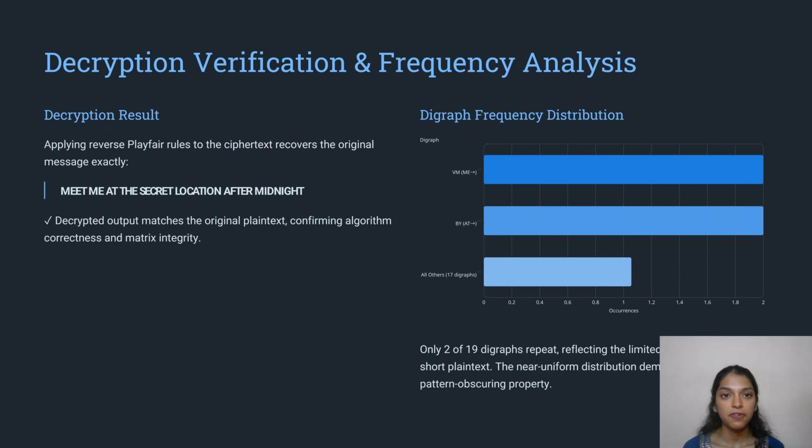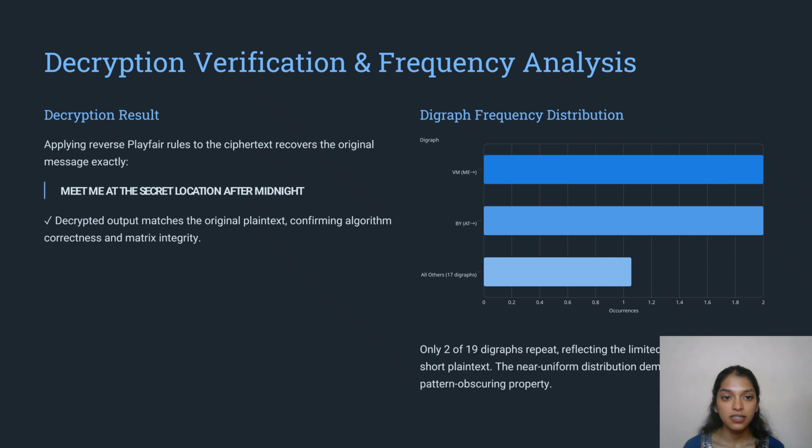Applying the reverse Playfair rules to our ciphertext, we get back, "Meet me at the secret location after midnight." The decrypted output exactly matches the original plaintext, confirming that the algorithm is correct and the matrix maintains its integrity throughout the process. Moving on to frequency analysis.